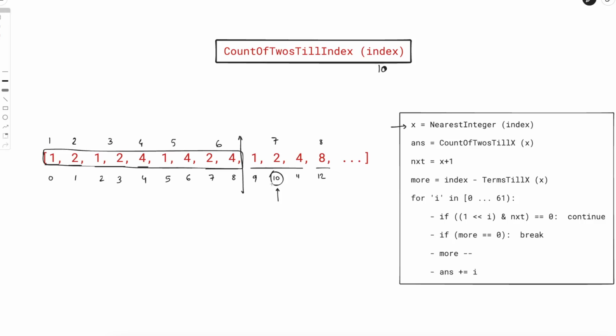We have to first figure out the nearest integer that is before or up till index 10 which is full. So in this case this will come as 6, right? So we need to first figure out this. Let's say there is some function; we'll worry later about how to implement this function efficiently, but there is some function for that.